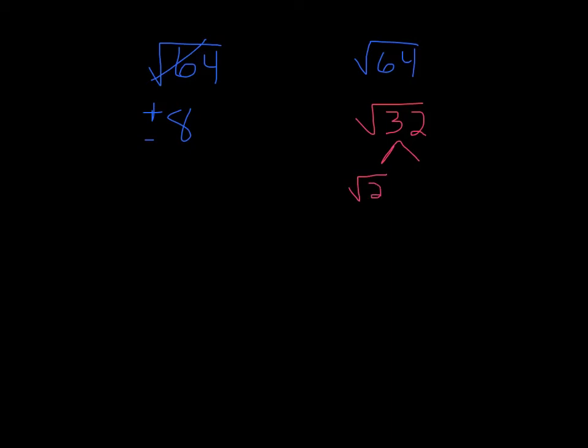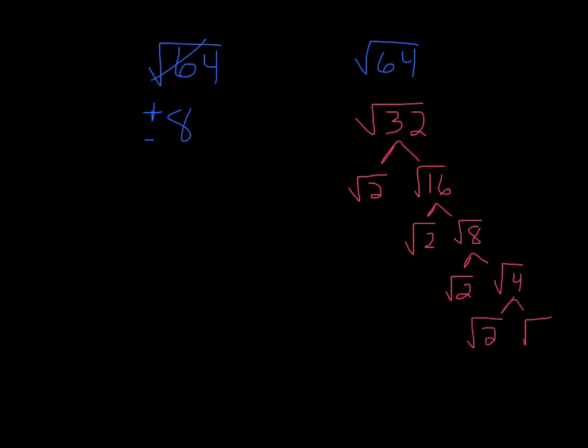So 2 goes into it. 2 times 16 is 32. Okay? Well, let's pretend we didn't know what the square root of 16 was. So we're going to break down 16 as well into 2 times 8. Okay? And then we're going to break down the 8 into 2 times 4, and then the 4 into 2 times 2. Okay? Now, here's your little trick.